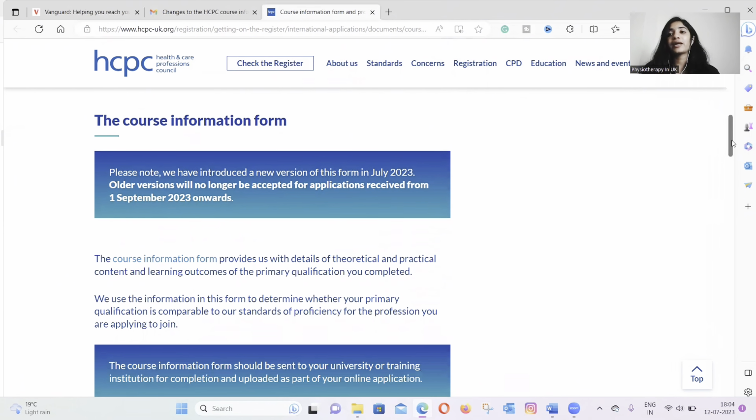Now, coming down to another important point about when this course information form will start being used by the HCPC. As of right now, HCPC will continue to accept all of the old course information forms until the 1st of September 2023. From the 1st of September 2023, you will have to submit the new form.